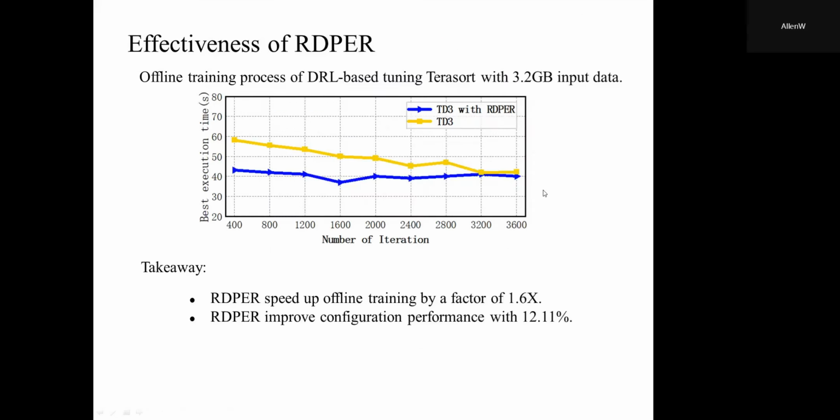We show the effectiveness of reward-driven prioritized experience replay by plotting the offline training process of DRL tuning results. The figure shows the best execution time in different numbers of iterations. As shown, RDPER speeds up offline training by a factor of 1.6 and improves the configuration performance, because RDPER takes advantage of valuable but sparse high-reward samples.